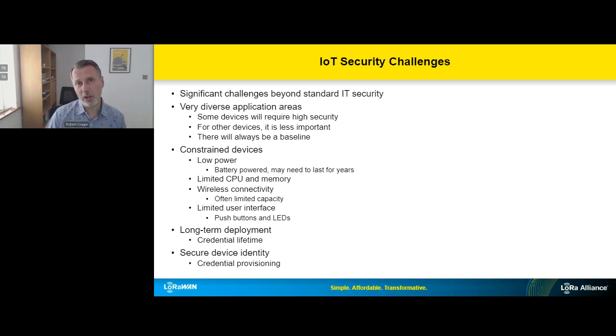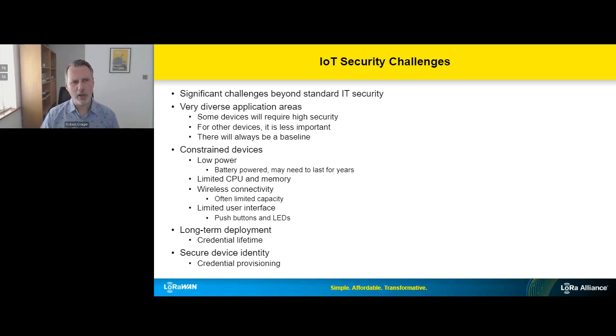LoRaWAN devices are typically these IoT devices, and an IoT device always has some sort of connectivity. And again, in the case of LoRaWAN, it's the LoRaWAN wireless network that's used. So IoT security does have significant challenges beyond standard IT security. When we use PCs, laptops, etc., they tend to work on a well-known operating system. They have their own security mechanisms. Web browsers use HTTPS. It's pretty much standard these days.